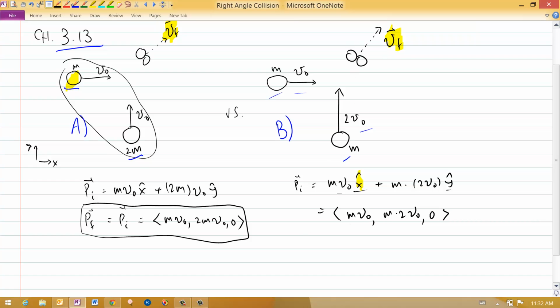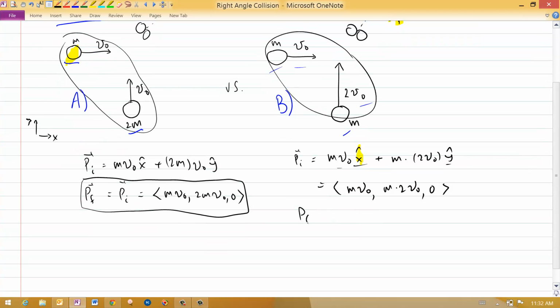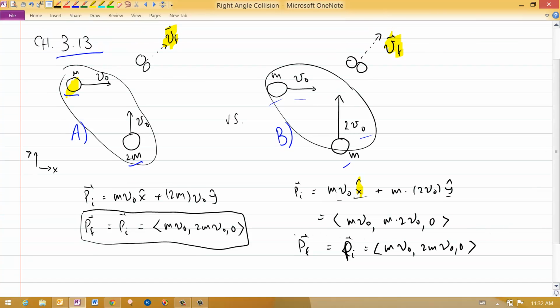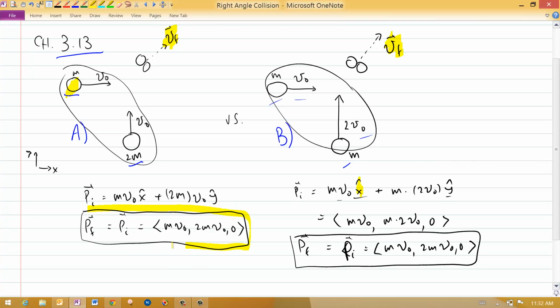Because we have a collision here, there's the system boundary. The initial system momentum is equal to the final system momentum because there's no forces from the surroundings. And I get P final is equal to P initial, which is mv0, 2mv0, 0. So what we conclude is that for case A and for case B, I got the same momentum in the system. There's A's final momentum, and there's B's final momentum. You could say to yourself, it's the same momentum, therefore the same velocity, but that would not be right.